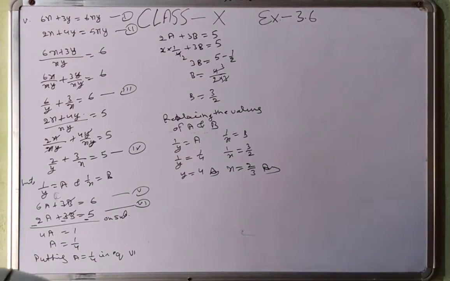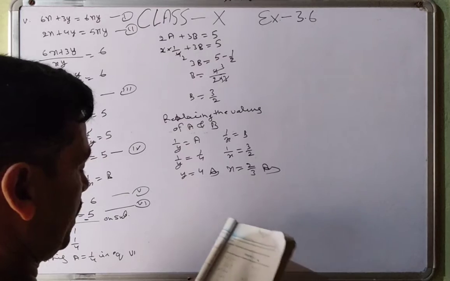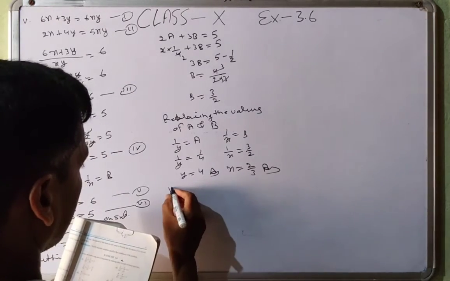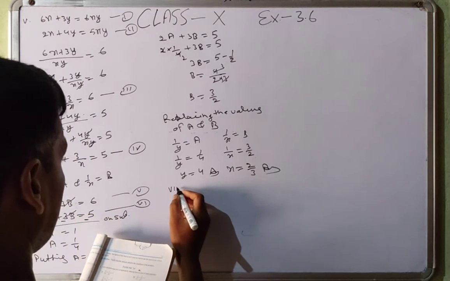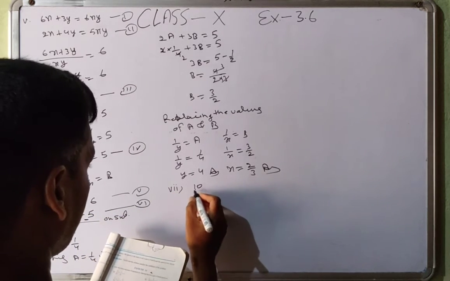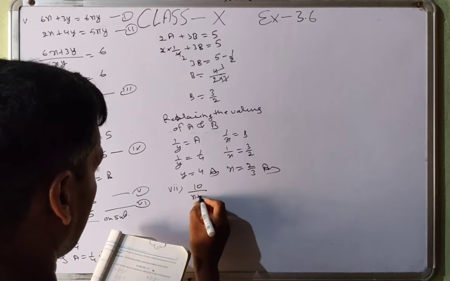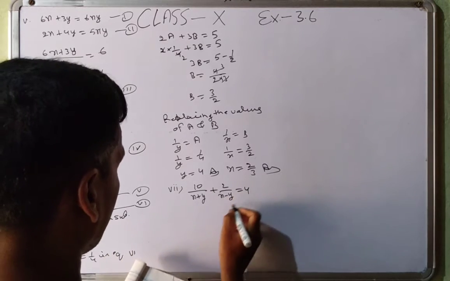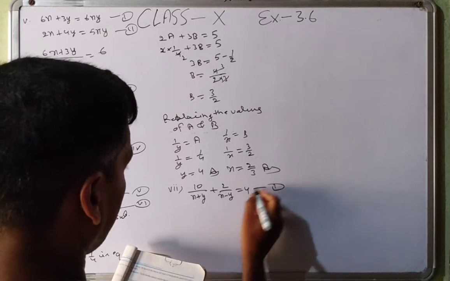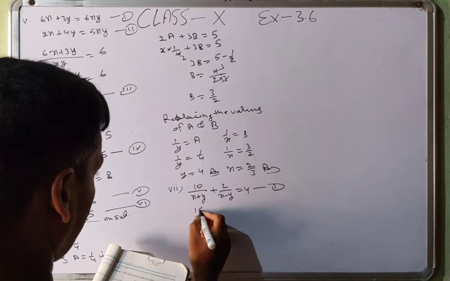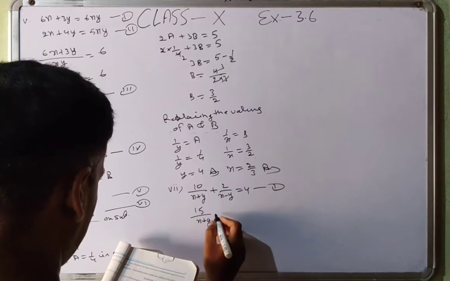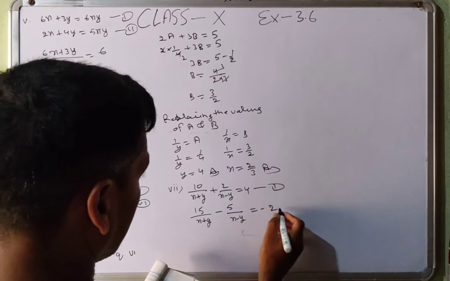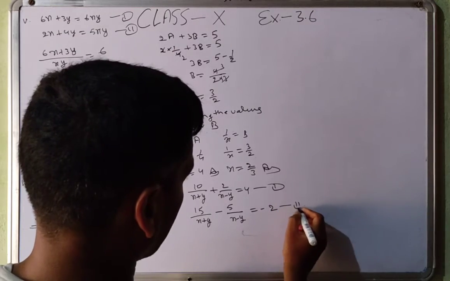And then the seventh part. Ten upon x plus y plus 2 upon x minus y is equal to 4. This is the first equation. And then 15 upon x plus y minus 5 upon x minus y is equal to minus 2. This is the second equation.